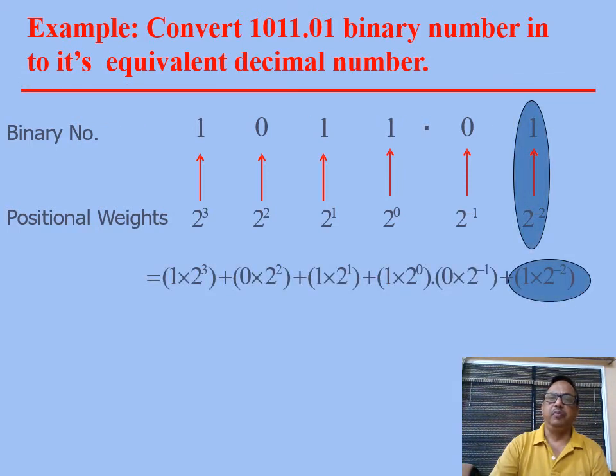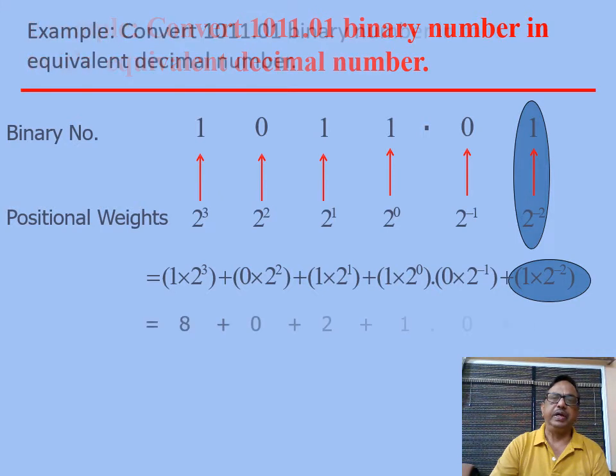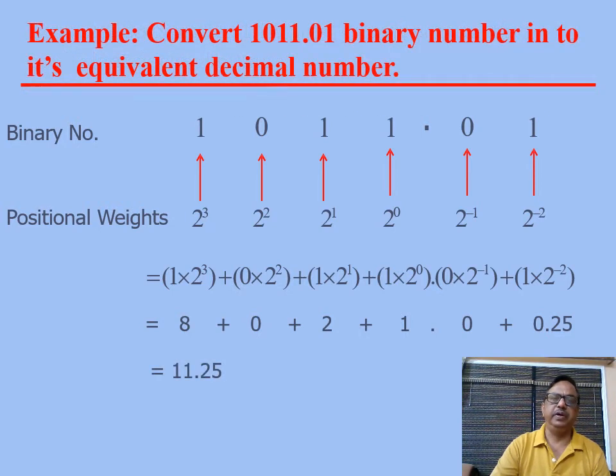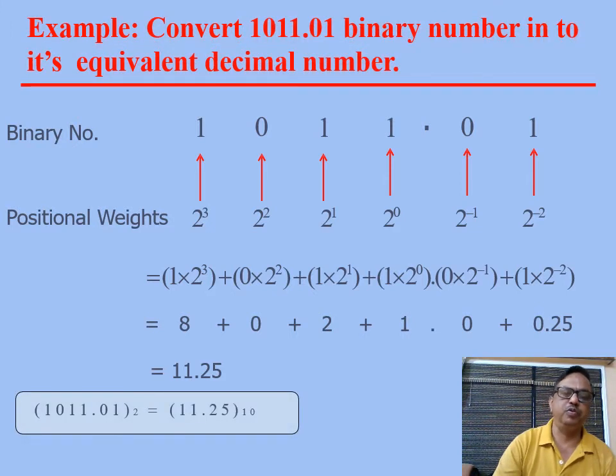When we multiply this binary number by its positional weights and add them, we get the decimal conversion of this binary number. So here the conversion comes out to be 11.25 in decimal. It means 1011.01 is equivalent to 11.25 in decimal.